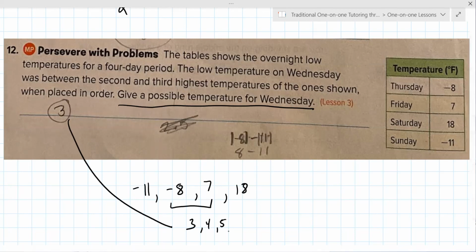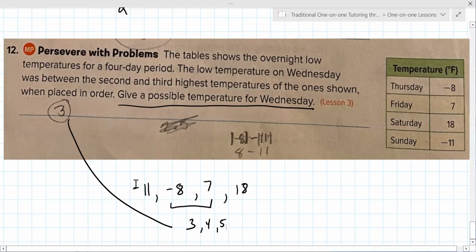Yeah, but my friend said it's 8. They thought the second highest was -11 since it was higher than -8, but it's lower, technically. But I don't know, it's weird. 18 is the highest. 7 is the second highest. -8 is the third highest. -11 is considered the fourth highest, even though it's not the highest. It's a language thing.